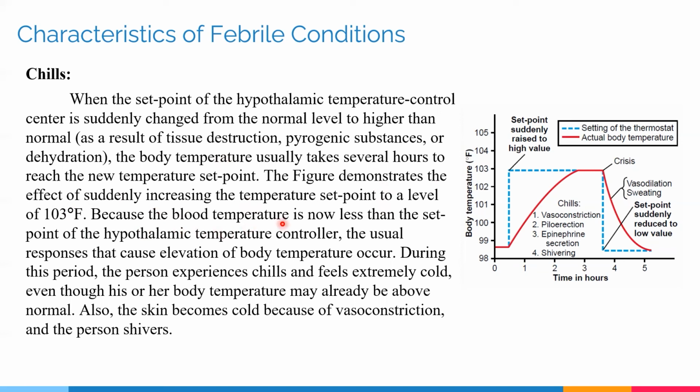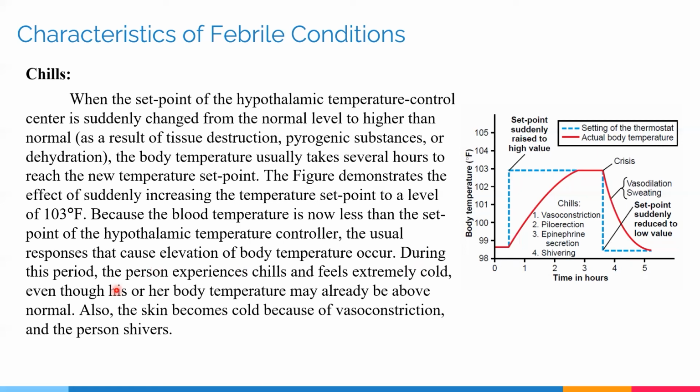Because the blood temperature is now less than the set point of the hypothalamic temperature controller, the usual responses that cause elevation of body temperature occur. And thus we can see that when the temperature of the thermostat, the hypothalamus, is set via the blue line and increased to 103 degrees Fahrenheit, the actual body temperature follows suit in a while and increases to a very high level. But as the hypothalamic temperature is set down to normal, the actual body temperature also falls and follows the hypothalamic set point temperature and reaches normal.